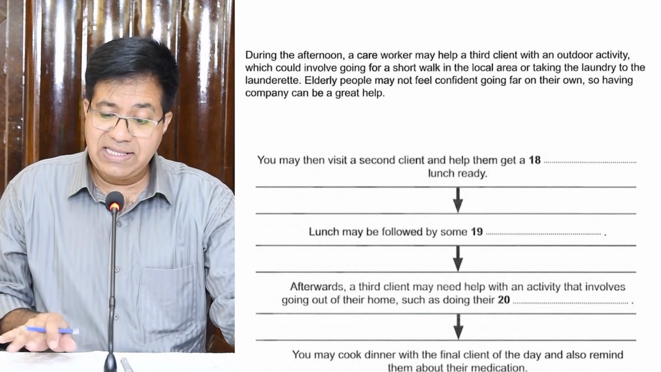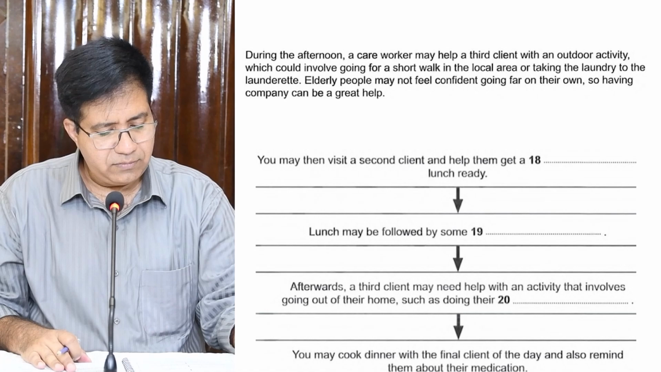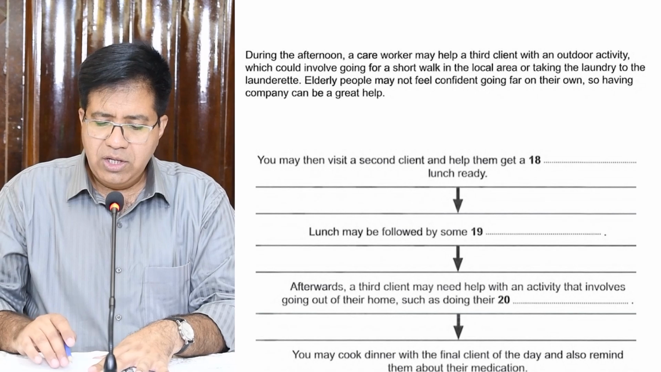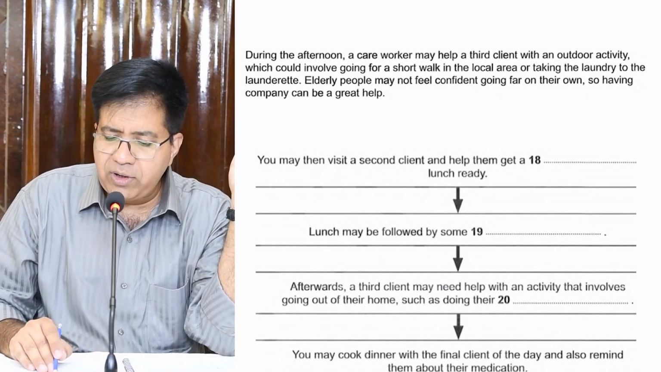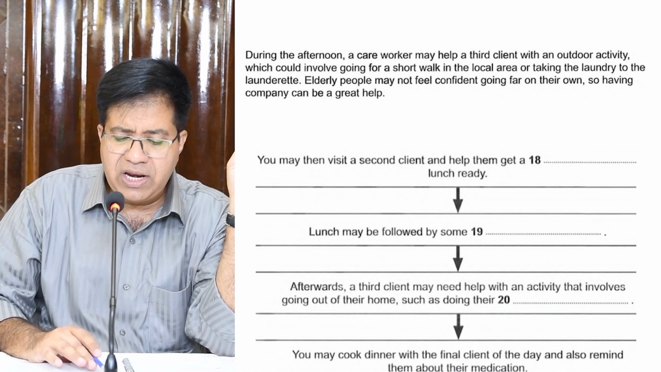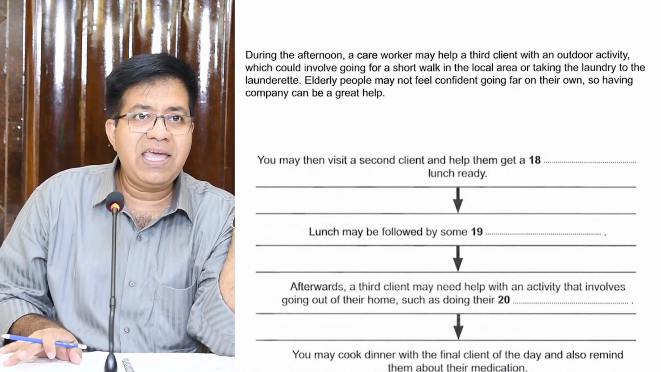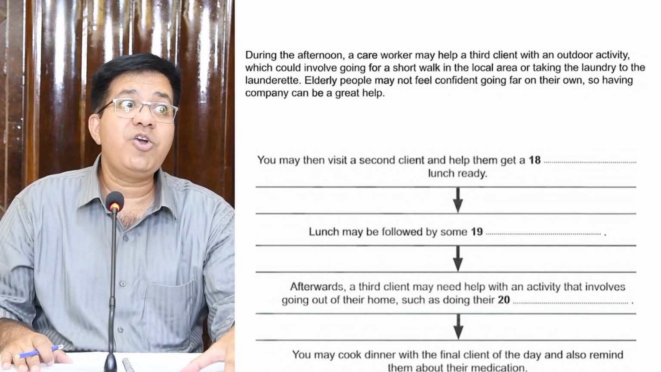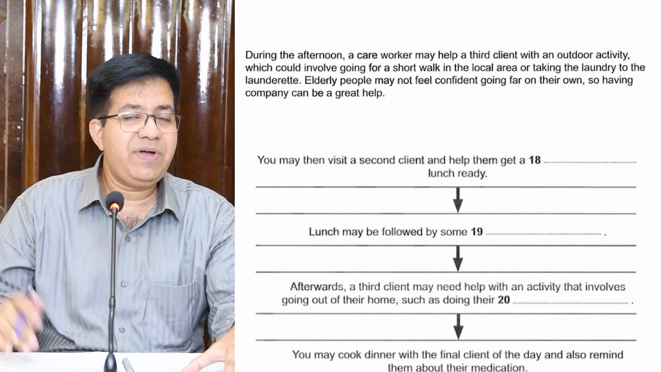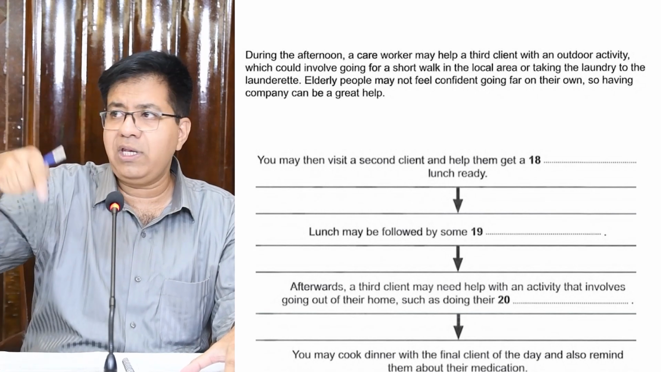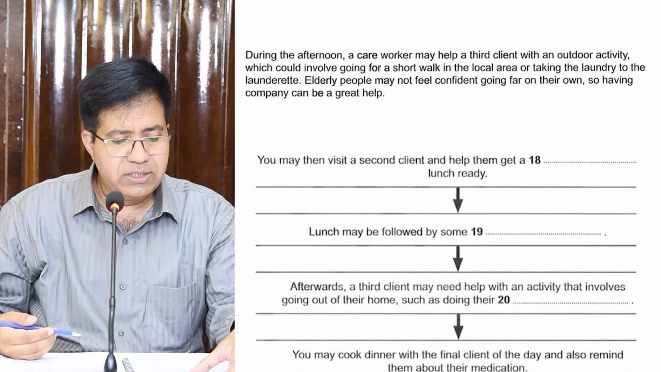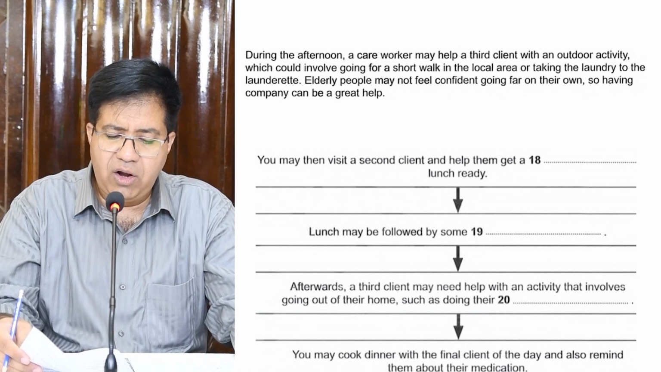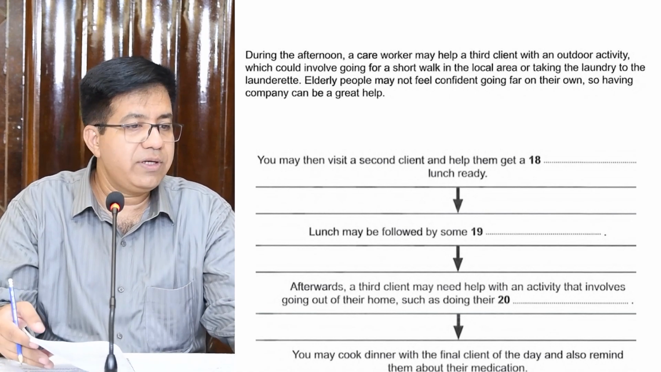Okay, let's come back to the question. Can we say such as doing their walk? No. Let's read on. Short walk in the local area or taking the laundry to the laundrette. So such as doing their laundry. Laundrette is the place where there are washing machines. You insert the coin and you wash your clothes. Taking the laundry to the laundrette means doing their laundry.